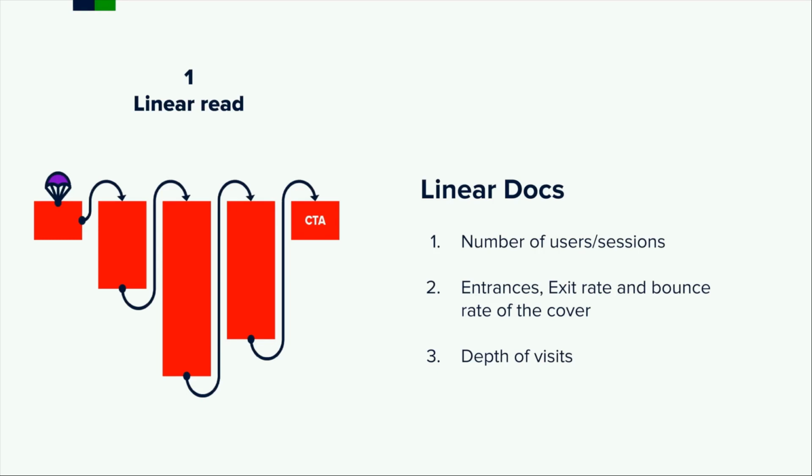So then you can look at the entrances, the exit rate and the bounce rate. You could see how many drop off, but do they know what to do, how to get to the next page, for example. Another great way of looking at this is what I call depth of visits, or depth of sessions in terms of GA language. You basically look at the page and then calculate the percentage of sessions that visited that page. We'll go into an example soon.